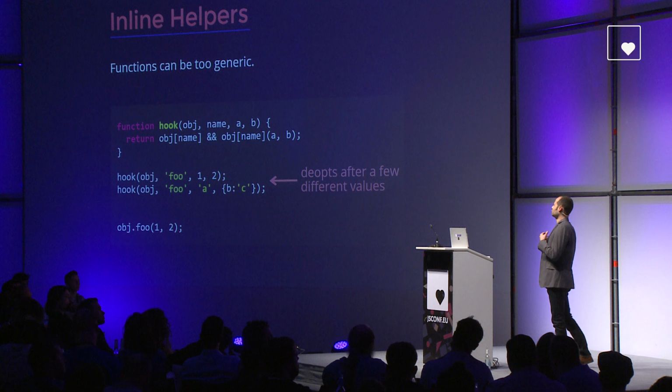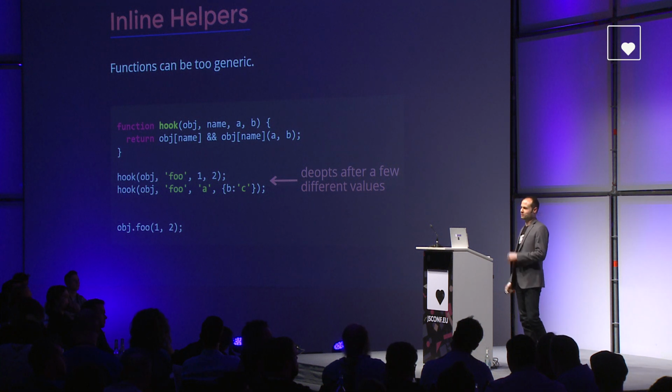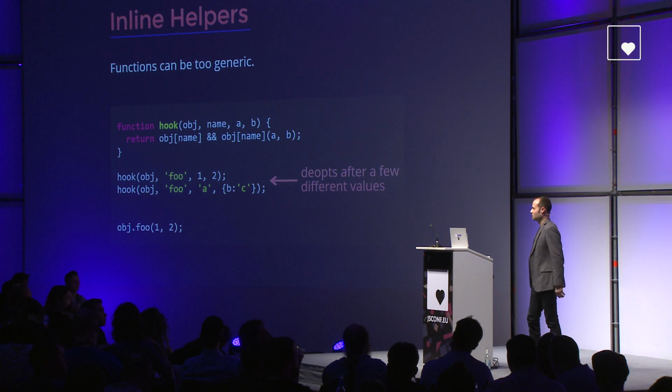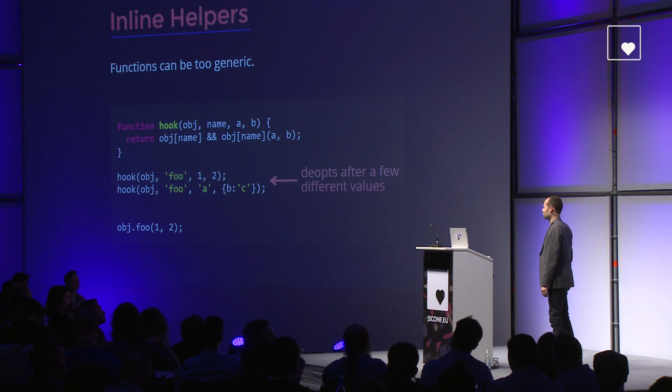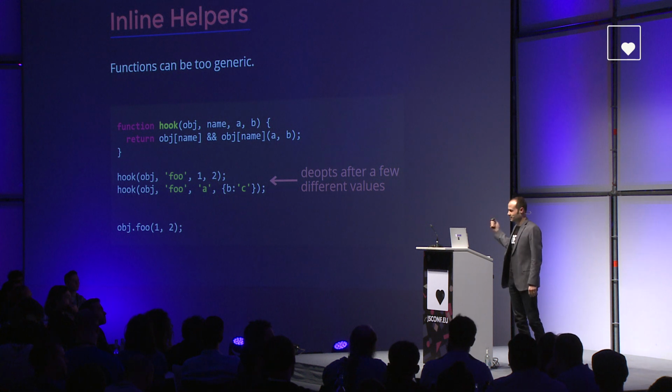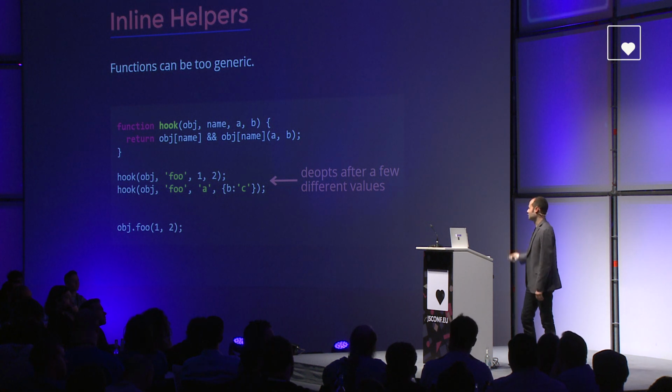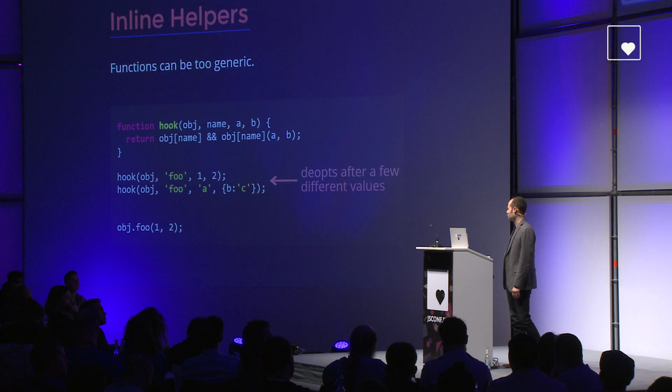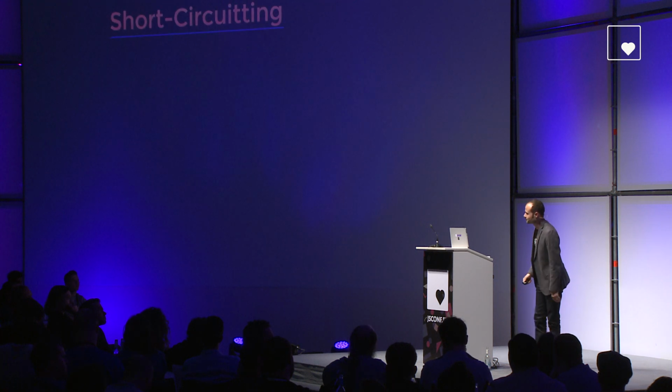The next lesson is inline helpers. So functions can be way too generic, and as JavaScript developers, because this is kind of a language that will let you do anything you want, this is really, really common. So this is a hook function that was in Preact. It does way too much stuff. It gets de-opted immediately, and the solution here is to rewrite it to just be an inline function call.